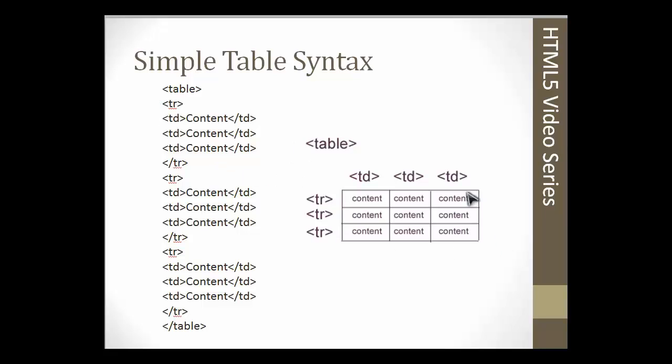I have an image here that represents what this code would display on a web page. So you'll see at the top we have the opening table tag and the closing table tag at the bottom, and in between there we have some TR tags, which is table row. Now we have 3 sets of table row tags.